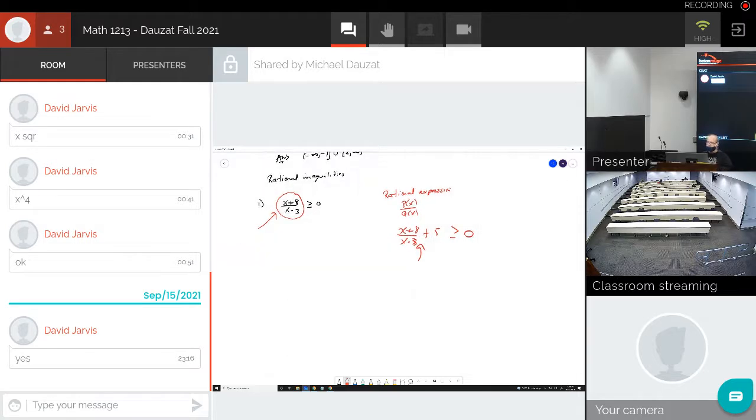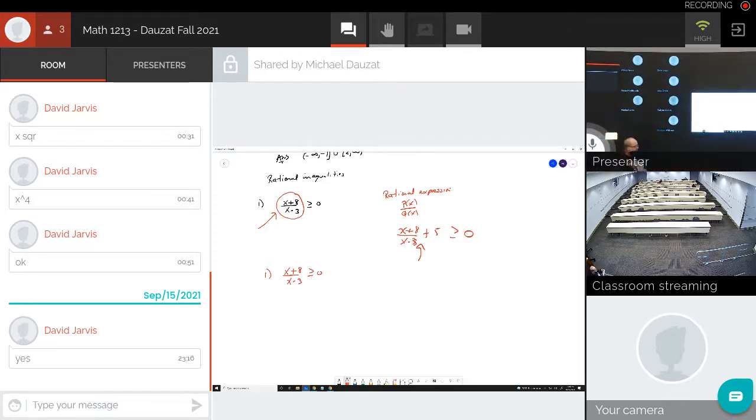I'm going to rewrite it over. x plus 8 divided by x minus 3 is greater than or equal to 0. Okay, so there are some steps you're going to follow. And David, if you go to Canvas, the steps are right under the lessons. I did make copies of the steps for these, if you want a copy.